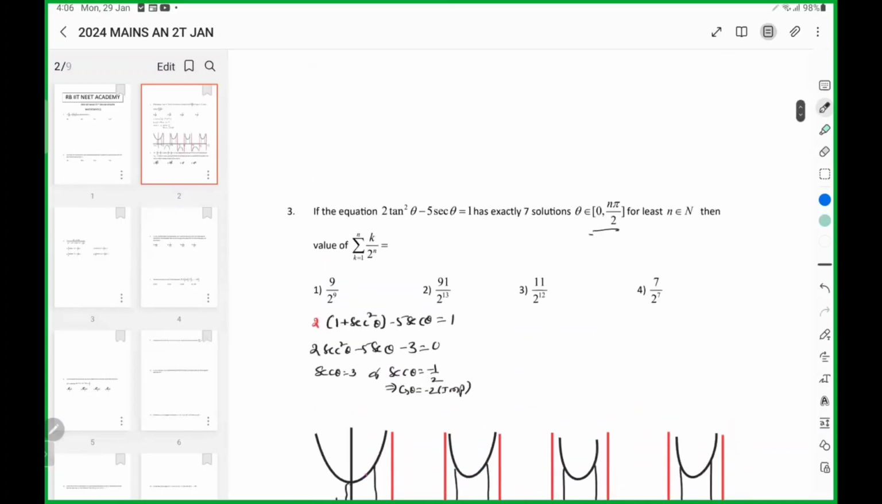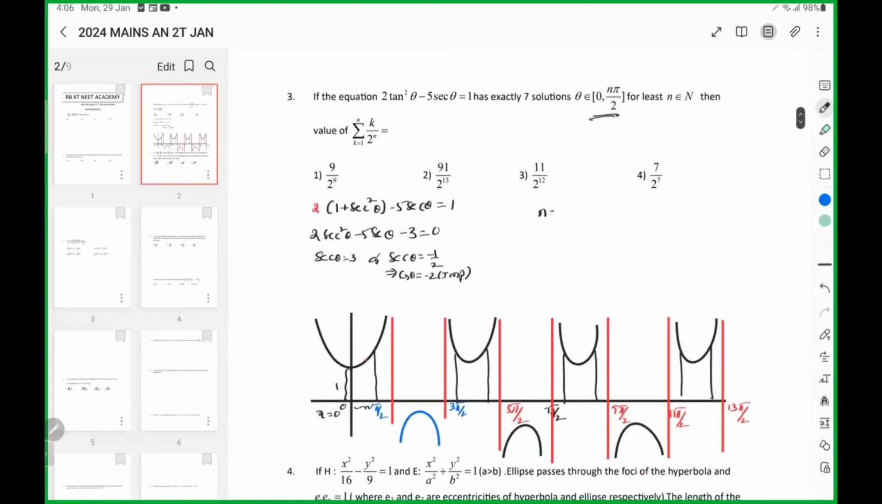So there are 7 solutions within the region 0 to n pi by 2. That n is 13. Sigma k equal to 1 to n of 1 by 2 power k, so k here varies from 1 to 13 because n is 13. You get 1 by 2 power 13 into 13 into 14 by 2, so 91 by 2 power 13.